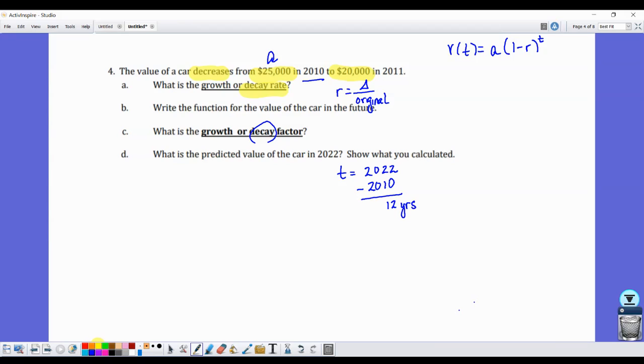So once you've calculated your function, then I want you to find the value at 12 years. So let's get some things set up. We know what A equals. You're going to calculate R, and then you're going to write your equation, and then calculate the value at 12 years.